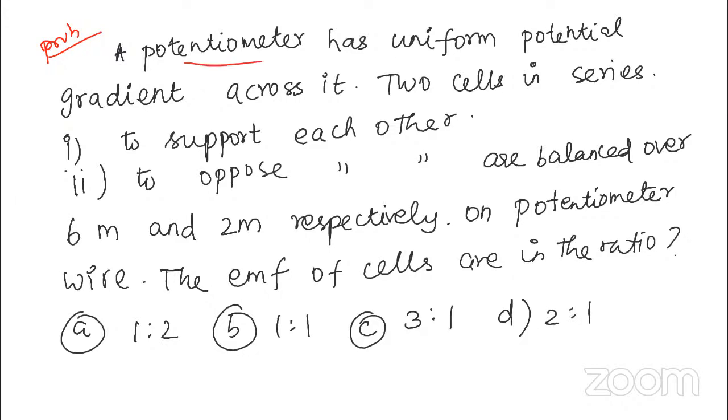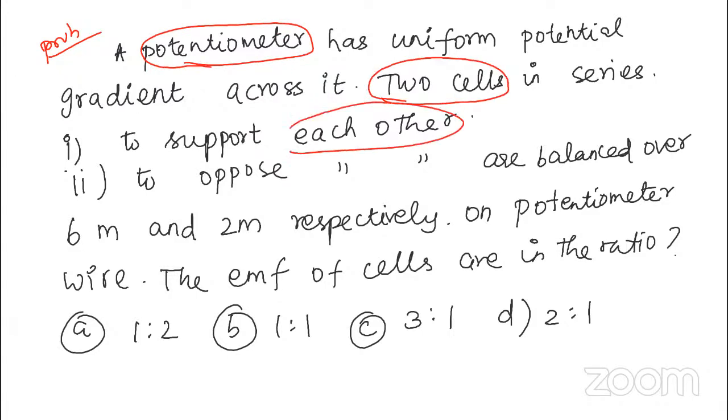Whenever a potentiometer problem comes, they are providing two cells, one supporting each other and the other opposing each other. Then readily we have to write the formula, that is E1 divided by E2 is equal to L1 plus L2 divided by L1 minus L2. Okay, so this is the formula. So when we substitute, we get the answer. So when two cells are connected in series, one supporting and the other opposing, we can directly go to this formula.